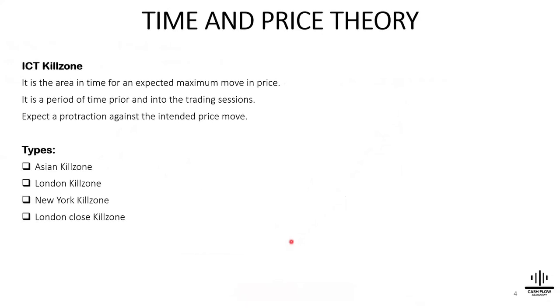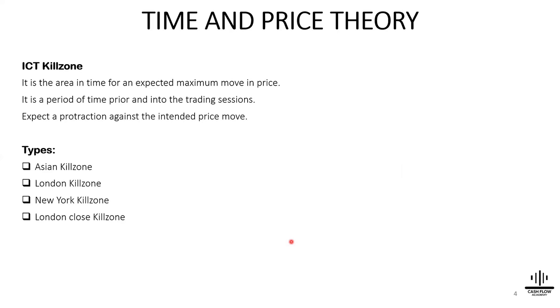ICT kill zones. It is the area in time for an expected maximum move in price. It is a period of time prior and into the trading sessions. Expect a protraction against the intended price move. So these kill zones are where you expect maximum price moves, where you expect manipulation, like we see here; you expect a protraction against the intended price move. So you don't just enter the market anytime. You want to be timing your trades in these time windows. You want to be executing your trade setups in this area of time.